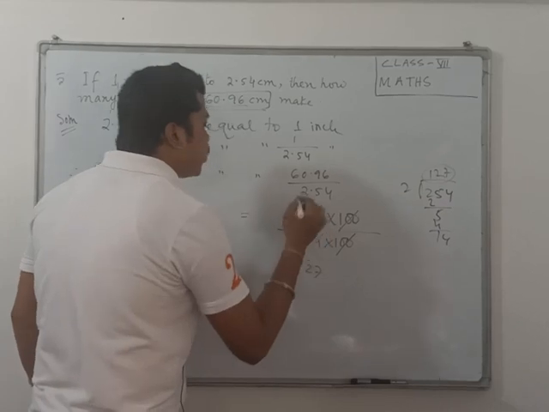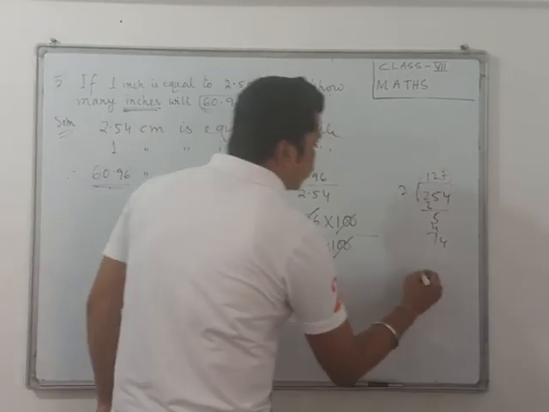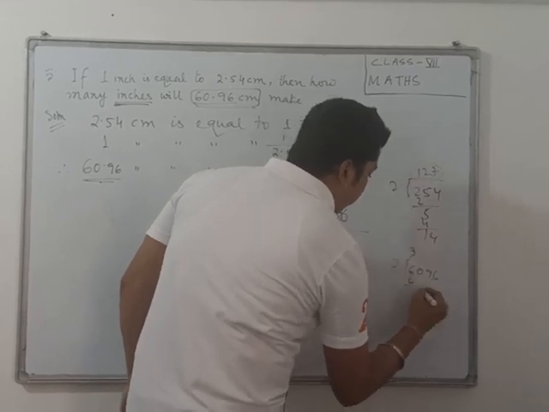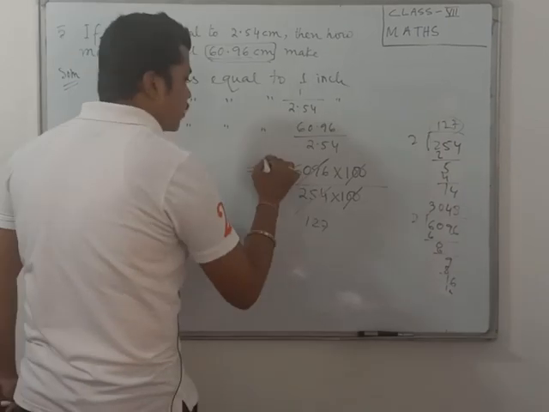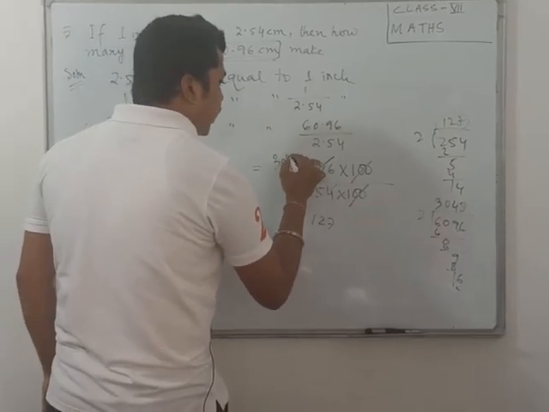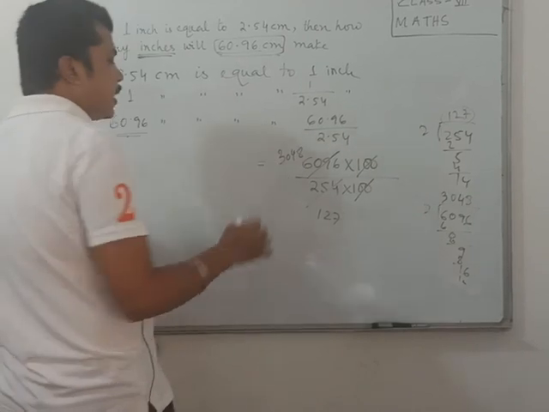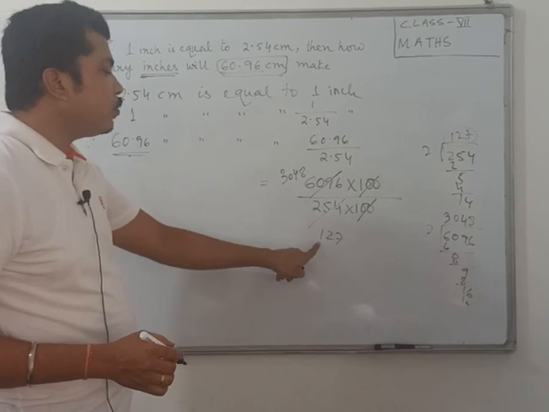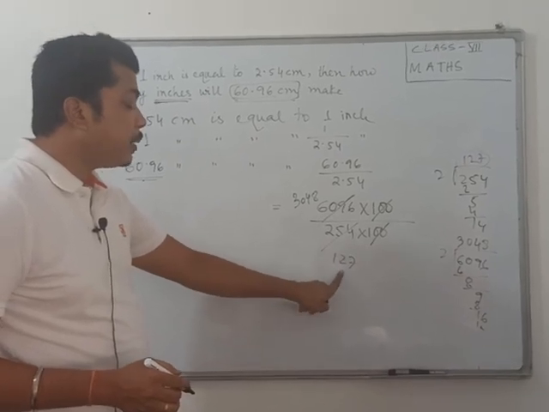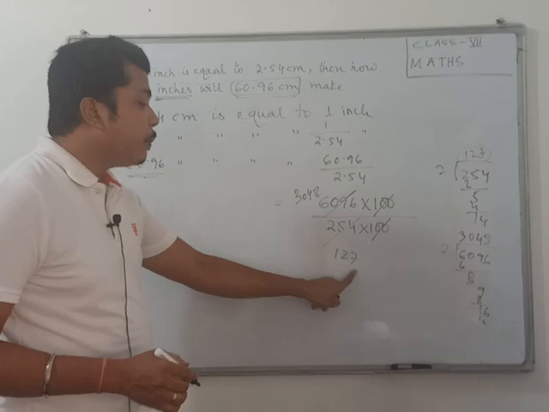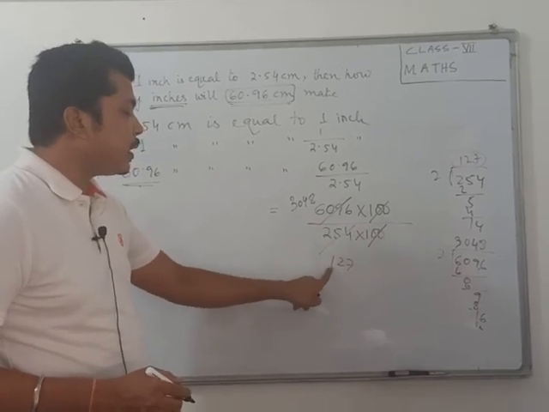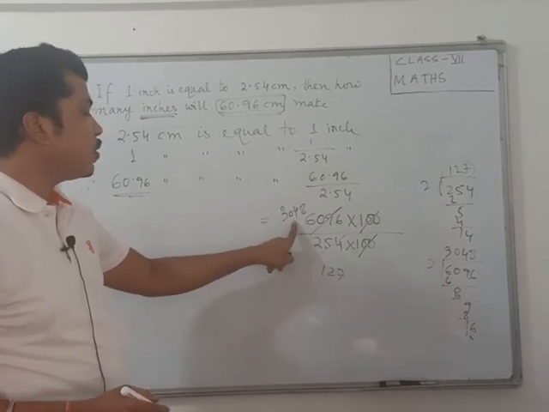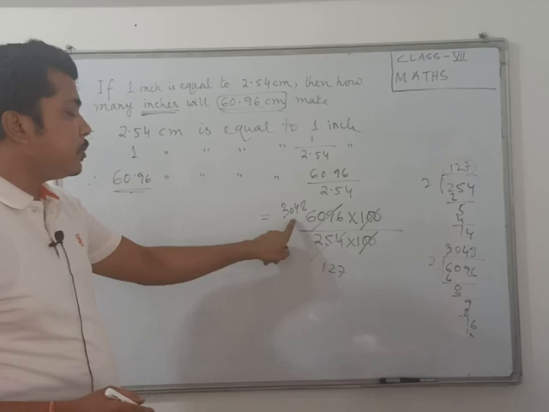Now 6096, if you divide by 2, it will be how much? It will be 3048. Now again, you see, one is even number, other is odd number. You cannot divide it by 2. So here you try to divide it by 3. To make a number divisible by 3, you have to check by adding the digits. 1 plus 2, 3, 3 plus 7, 10. 10 cannot be divided by 3. So 3048 is divisible by 3, but 127 is not.